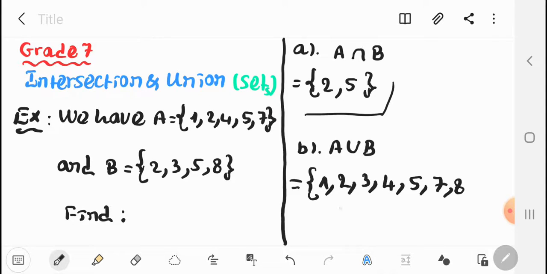As you can see, the elements in A and B are now all written in the union, but if an element appears in both A and B, we write it only one time. Okay, that is how to find the union of two sets.